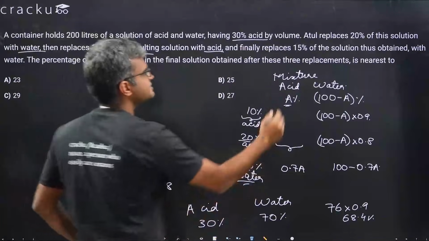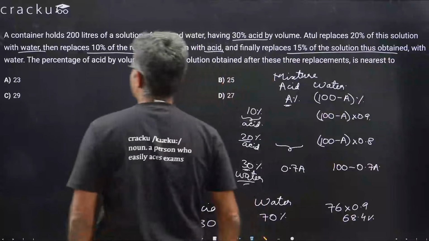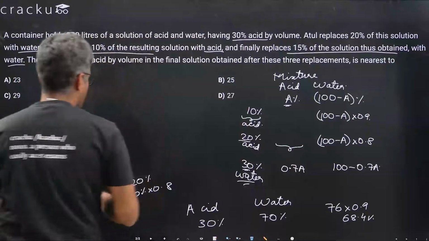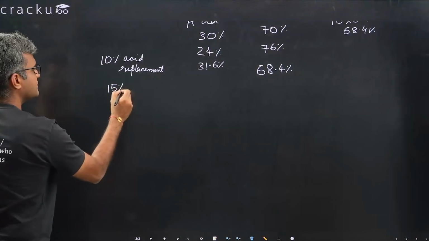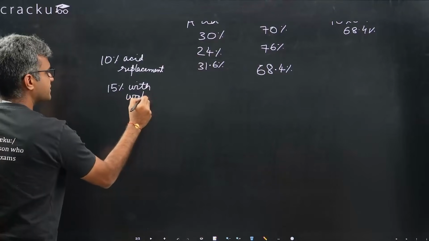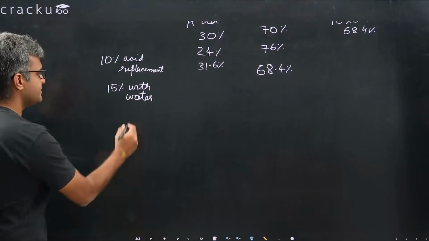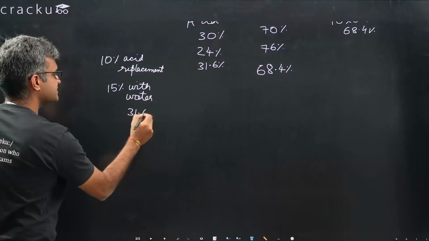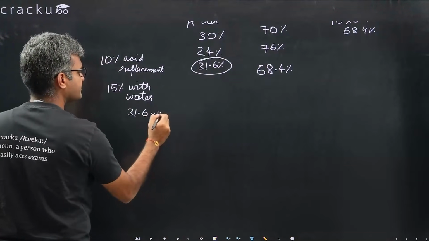And finally, it replaces 15% of the solution thus obtained with water. So again, now we are replacing 15% with water. If you are replacing with water, the percentage of acid decreases. And what does it become? It becomes 31.6, which is the percentage of acid, into 0.85.